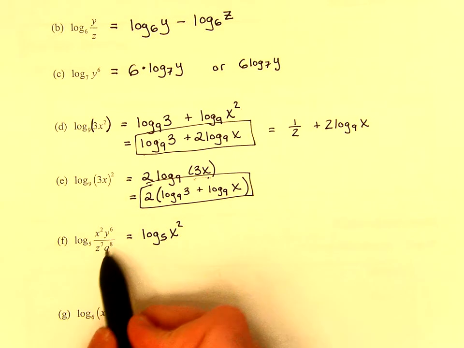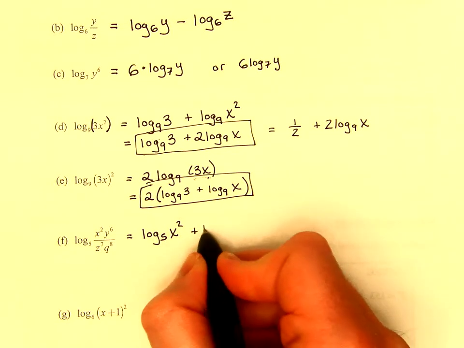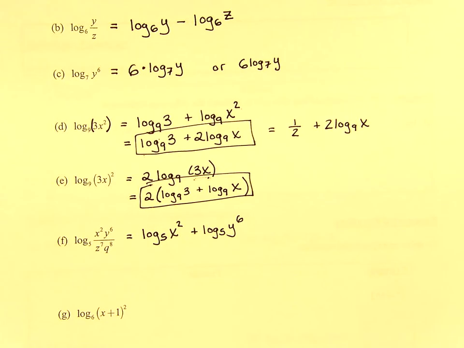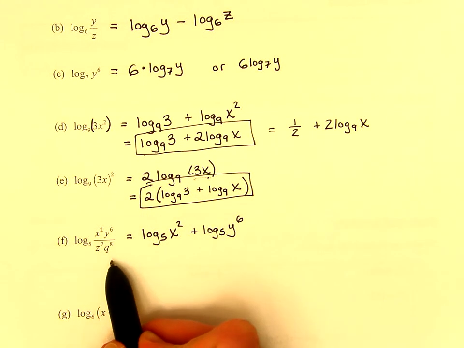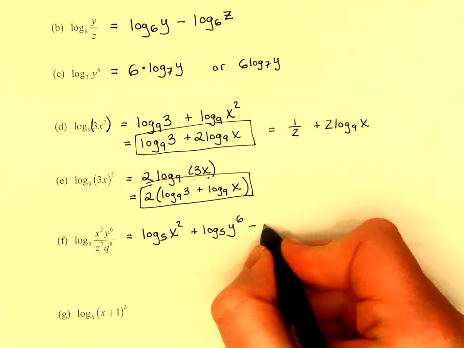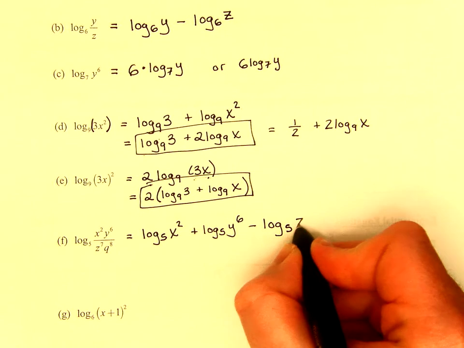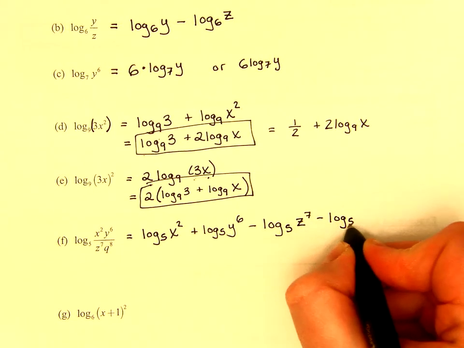Next, my y to the 6th is on the top. I need to add log base 5 of y to the 6th, which would have put y to the 6th on the top. The other 2 logarithms are in the denominator, and because they're in the denominator, I need to subtract both of them. I need to say minus log base 5 of z to the 7th minus log base 5 of q to the 8th.